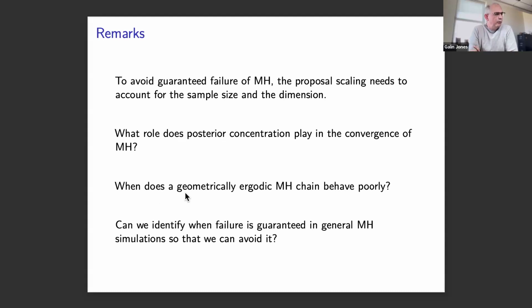Can we identify when a geometrically ergodic Markov or Metropolis-Hastings chain is going to behave poorly? And can we identify generally when it's going to fail before we even implement it, because then we can avoid it? And so these are the types of questions I want to focus on a little bit for the rest of the talk.